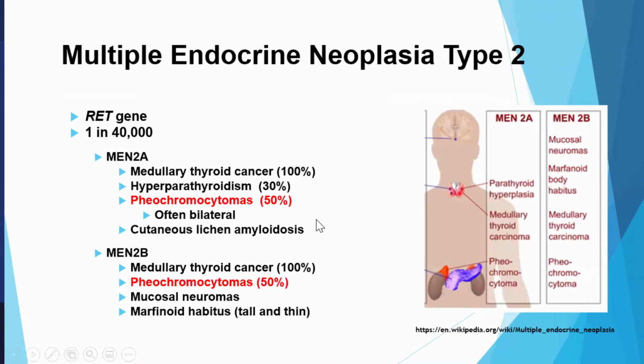The next syndrome to talk about is multiple endocrine neoplasia type 2, caused by pathogenic variants in the RET gene. It affects about 1 in 40,000 individuals. And there are 2 types, MEN2A and MEN2B.